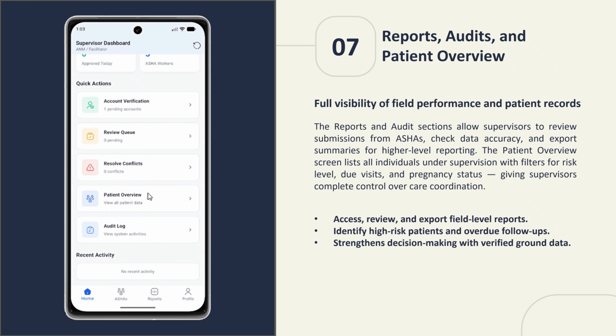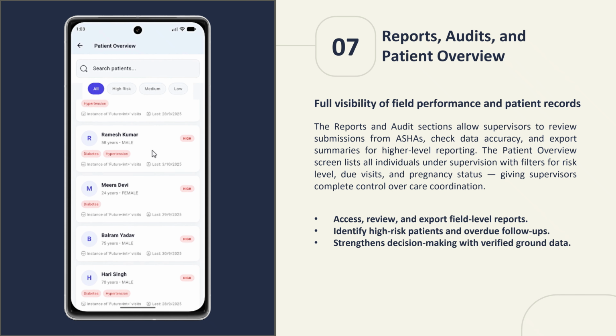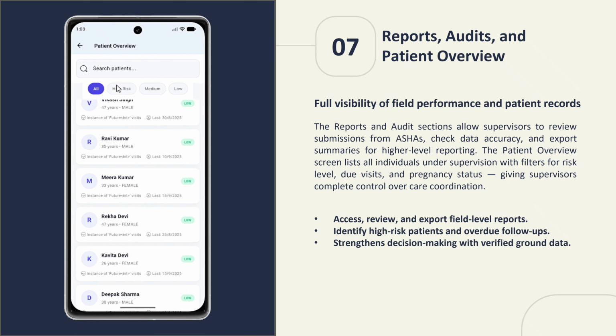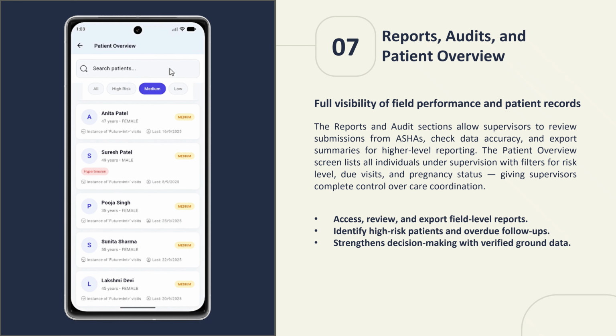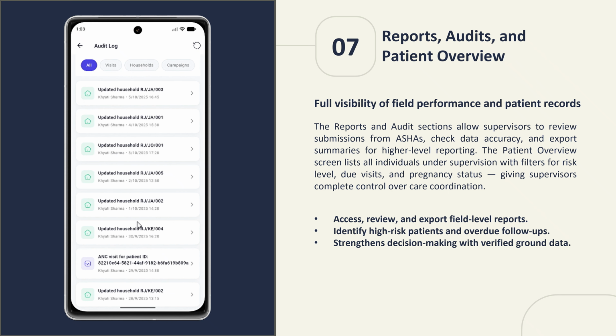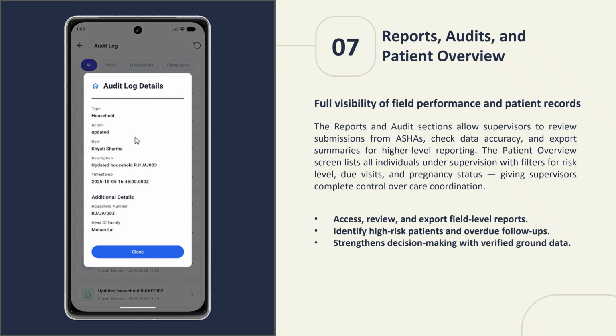Next, we have the patient overview section. Here, supervisors can view the details of all the patients within their catchment area. Filters are available to categorize patients based on their risk level, high, medium, or low, making it easier to identify those needing more attention. Following that, we have the audit logs, which maintain a transparent record of system activity.